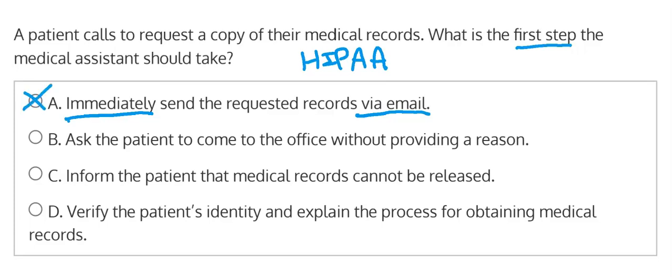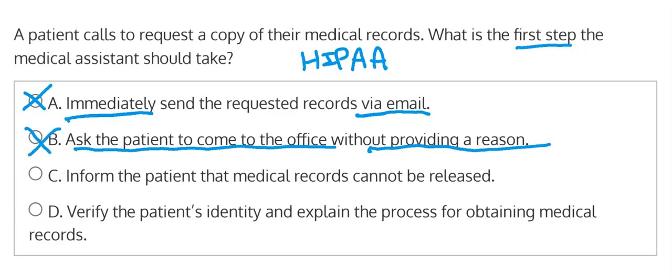Option B says, ask the patient to come to the office without providing a reason. So we're starting off okay. We're saying ask them to come to the office. Maybe, depending where you work, the policy is they have to come in person. So okay, maybe, but you're not providing any sort of reason. And regardless of what topic we're discussing, if you're asking a patient to do something and we're just not going to tell you why, there's probably a better choice here. So let's eliminate option B as well.